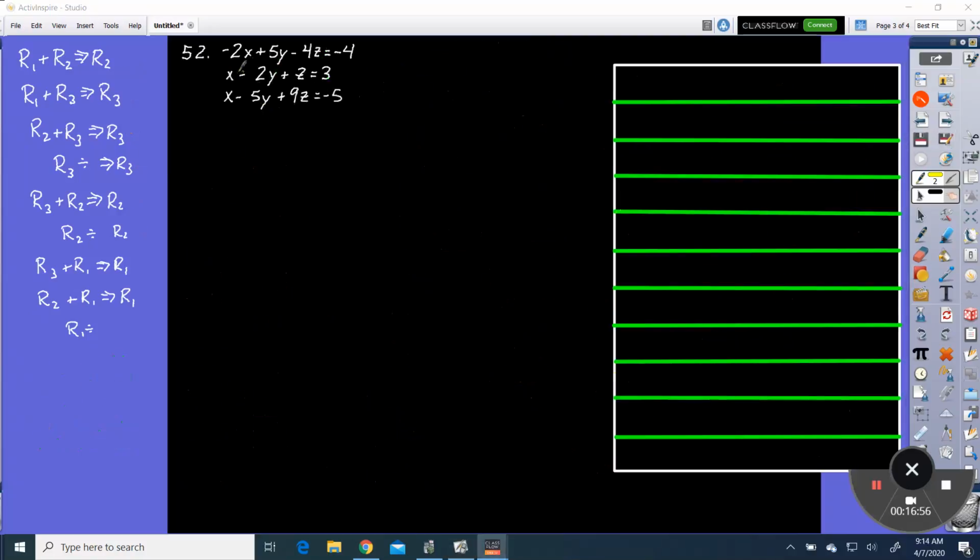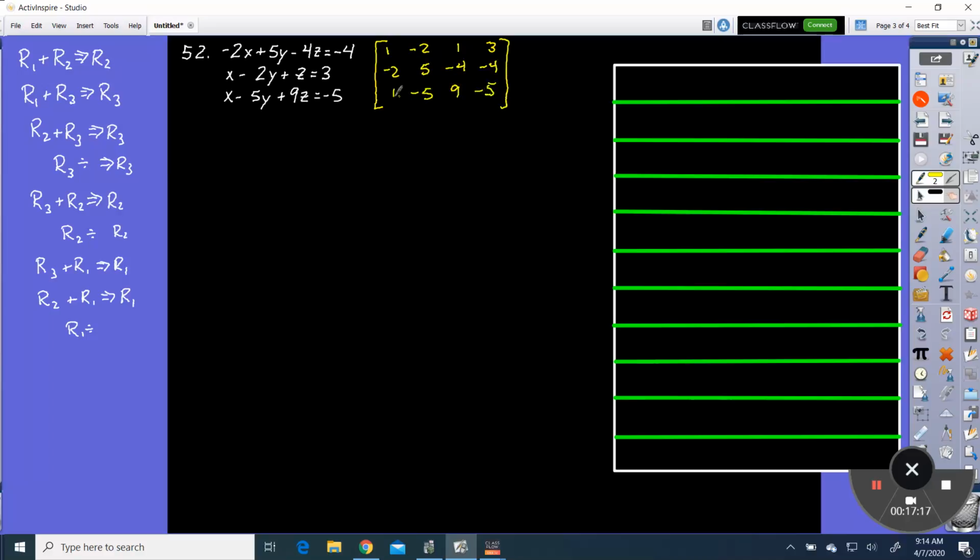So I'm not going to use A, B, C, D all on this one. I'm just going to stick with row 1, row 2, row 3. I am going to swap out row 1 and row 2 just so that I have a 1 to begin with. So 1, negative 2, 1, 3. Negative 2, 5, negative 4, negative 4. And then 1, negative 5, 9, negative 5.